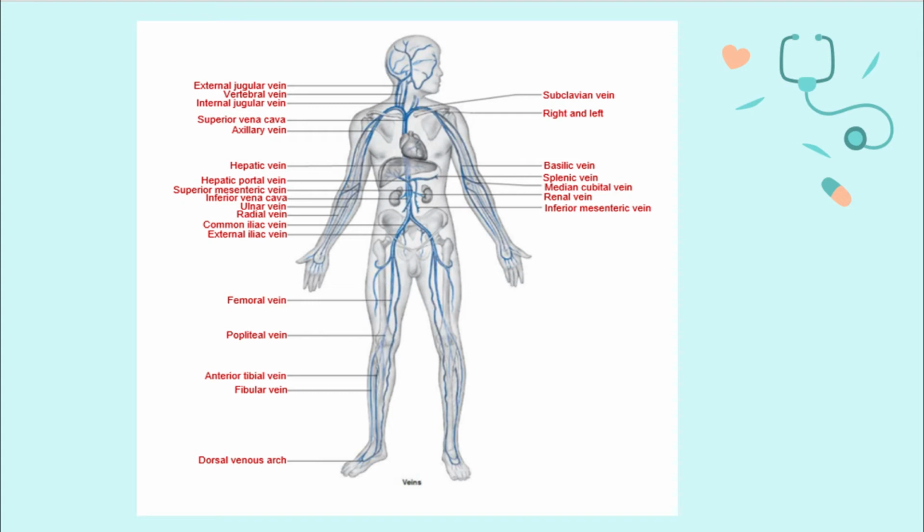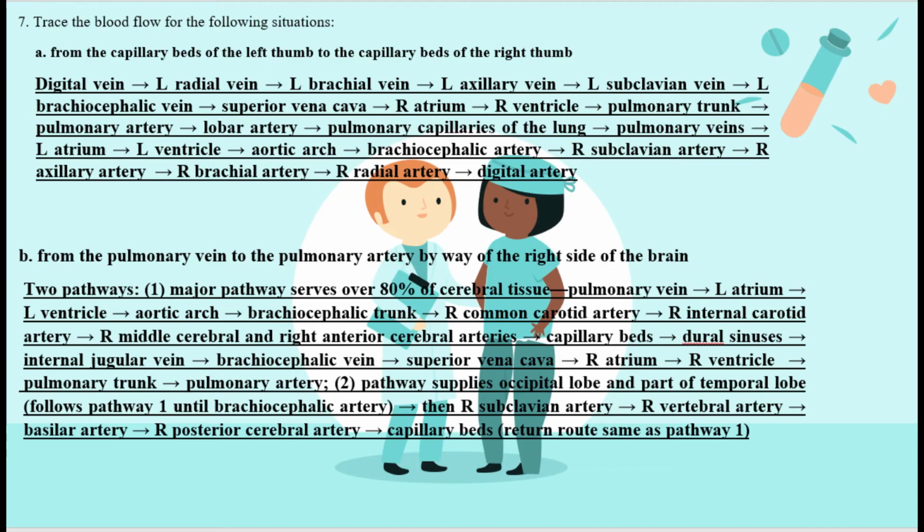external iliac vein, femoral vein, popliteal vein, anterior tibial vein, fibular vein, dorsal venous arc, subclavian vein, right and left basilic vein, splenic vein, median cubital vein, renal vein, and inferior mesenteric vein.